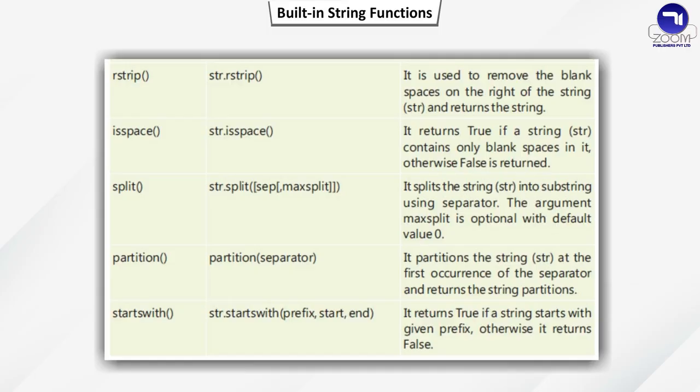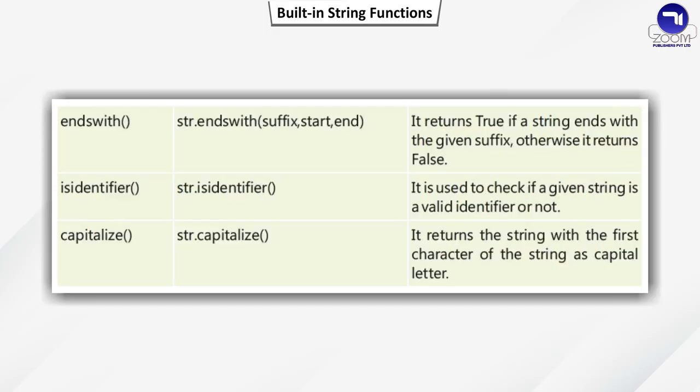Starts with. Str.starts with prefix start end. It returns true if a string starts with given prefix, otherwise it returns false. Ends with. Str.ends with suffix start end. It returns true if a string ends with the given suffix, otherwise it returns false. Is identifier. Str.isIdentifier. It is used to check if a given string is a valid identifier or not. Capitalize. Str.capitalize. It returns the string with the first character of the string as capital letter.